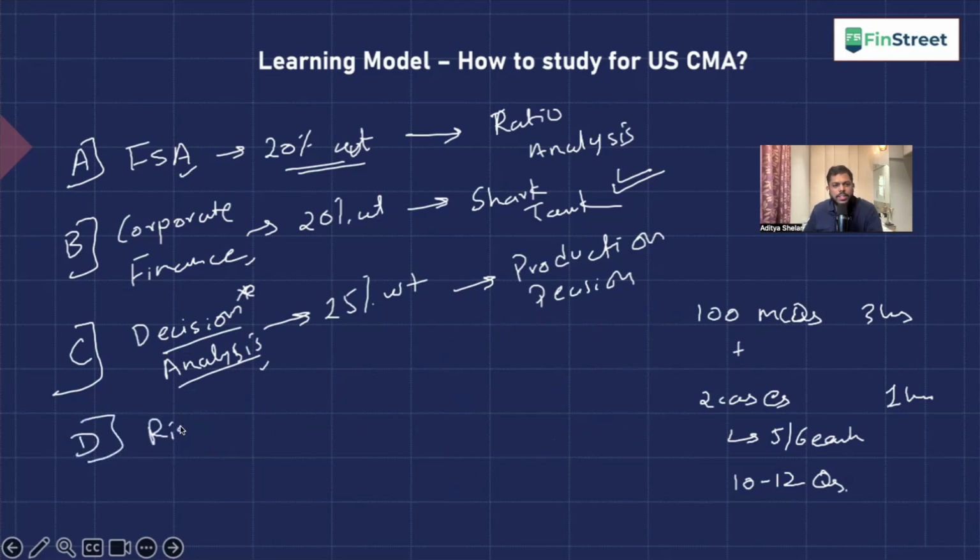Next is risk management. Risk management has around 10% weightage. Risk management is simply answer to one question. What can potentially go wrong? If it goes wrong, what will be our potential profit? That's it. Then we have section E, which is investment analysis.